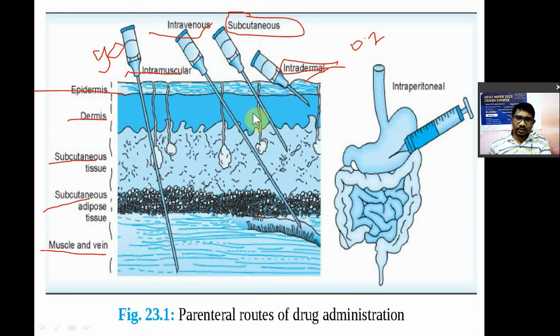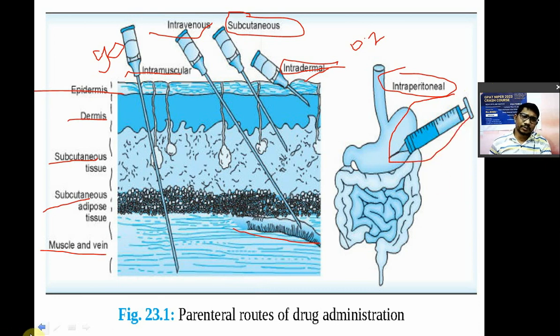And one more route, intra-arterial. So this is a vein, and below it there is an artery. Arteries are deeply seated. So injection of a drug into an artery is an intra-arterial injection. They are seldom given. Then intraperitoneal injection. The injection is given in the peritoneal cavity. It is an intraperitoneal injection.